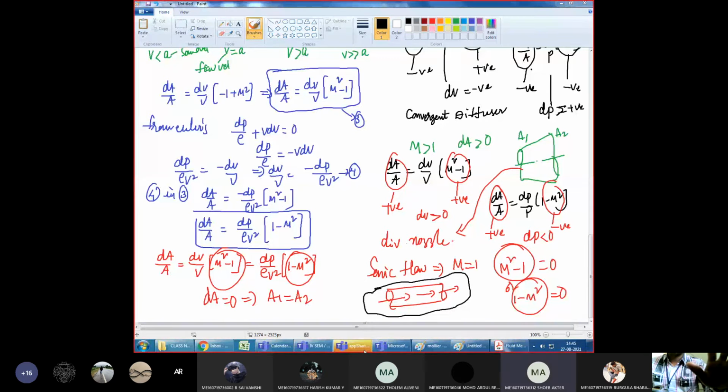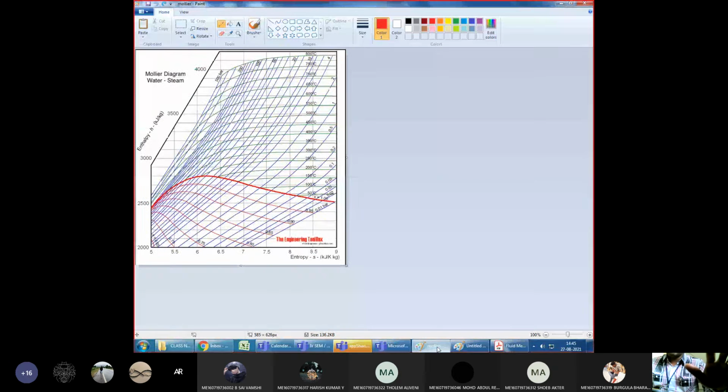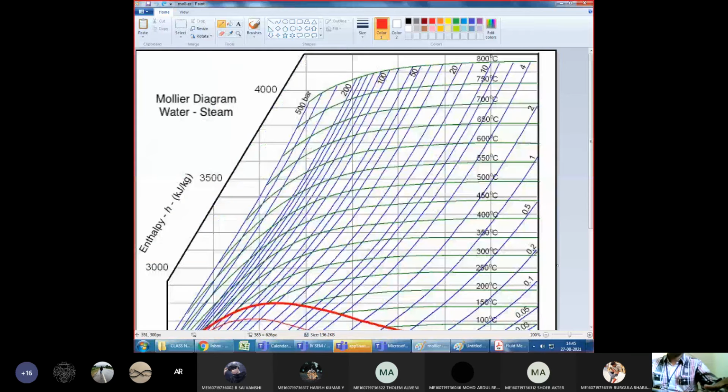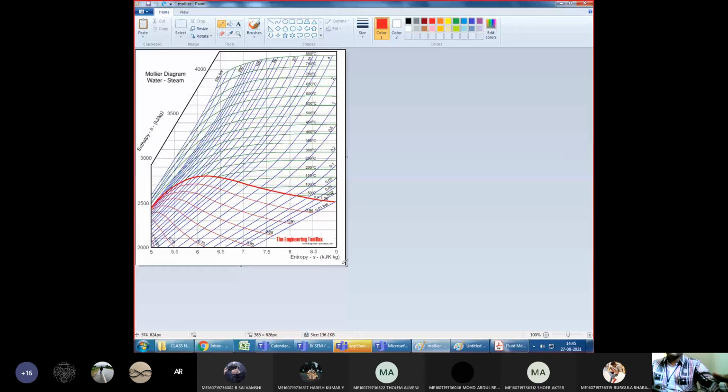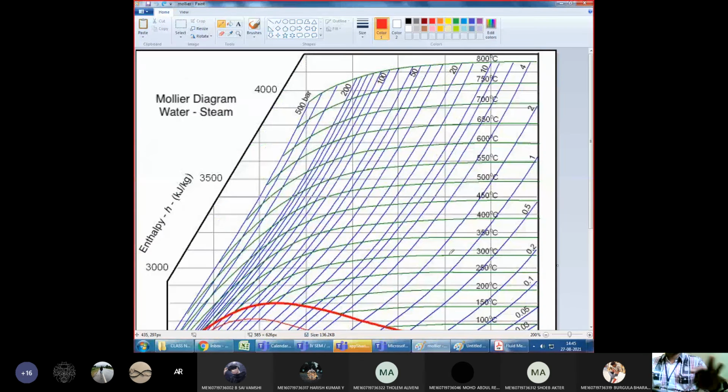Students? Yes, sir. Let me explain about the Mollier chart, and we will solve problems in the next class. I have some meeting over here. Now, do you have an idea about the Mollier chart, Mollier diagram? In thermodynamics, we studied. Is anyone having an idea about the Mollier diagram? Please respond. If not, tell me, I'll explain.